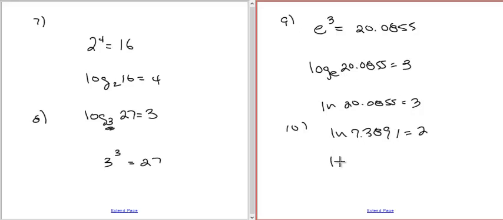So again, the natural logarithm is the log base e. So again, the base is e. The exponent is 2. The answer is 7.3891. e squared, 2.71828 squared, is 7.3891. Okay.